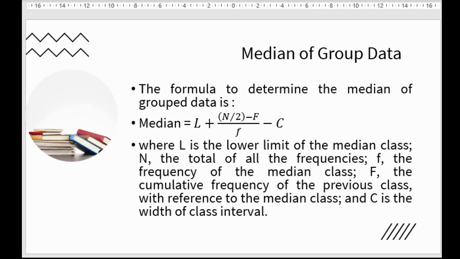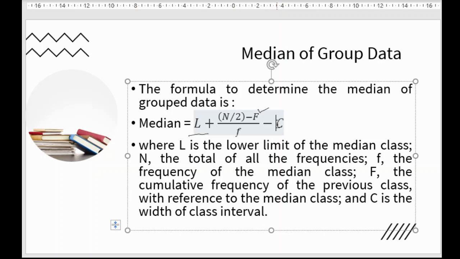Now let's calculate the median of the grouped data. So here we have to calculate the median of the grouped data. The formula of the median of grouped data is: L plus, n by 2 minus capital F, divided by small f, and then multiplied by c. In fact, it is wrongly written as minus; it's multiply c.